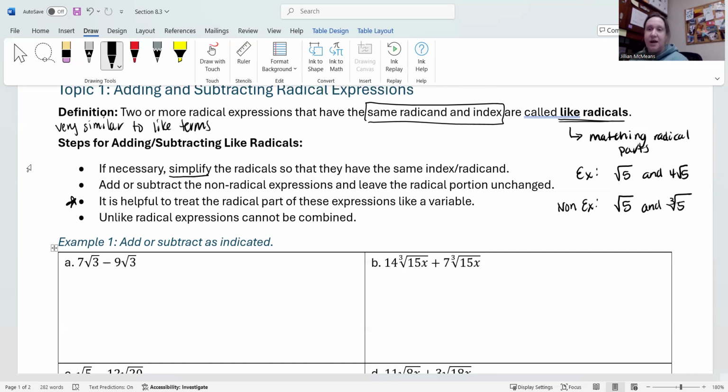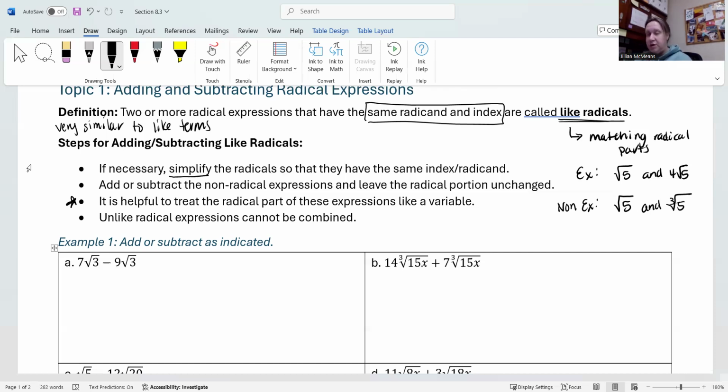I cannot emphasize this enough. The radical expressions are not variables necessarily. They're numbers for the most part, but we treat them like variables. They work the same way as far as combining like terms. They work like that, even though it's just a number. And then finally, if you have unlike radicals, they cannot be combined, okay?